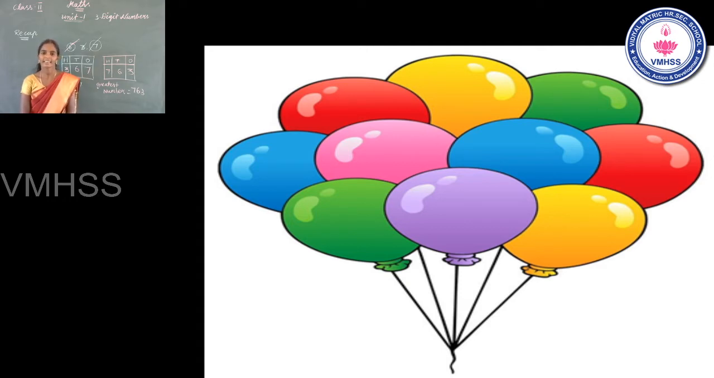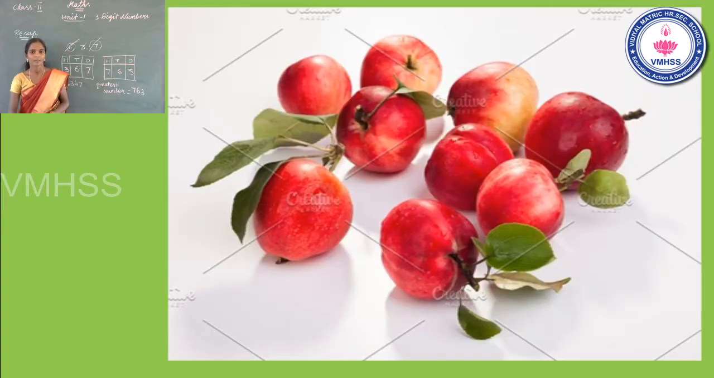See the next one now. What is this? Apples. How many apples are there? Count them. 1, 2, 3, 4, 5, 6, 7, 8, 9. Very good. There are 9 apples in this picture. See the next one now.